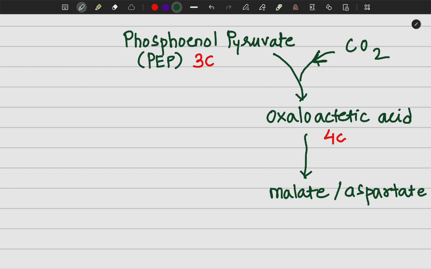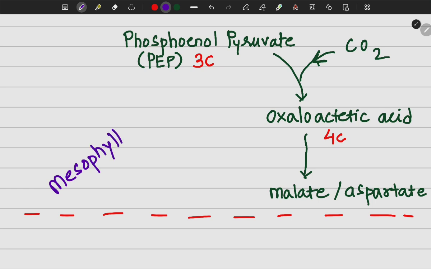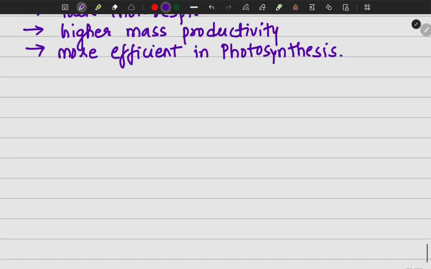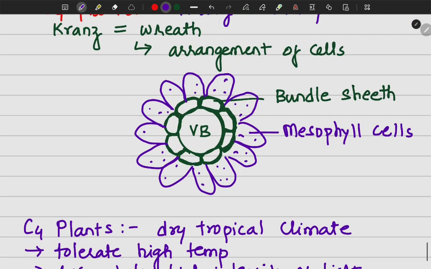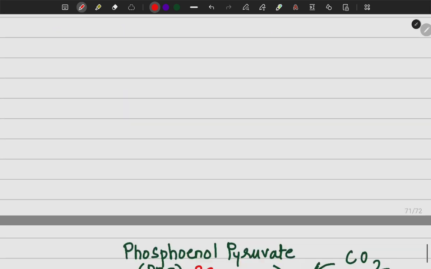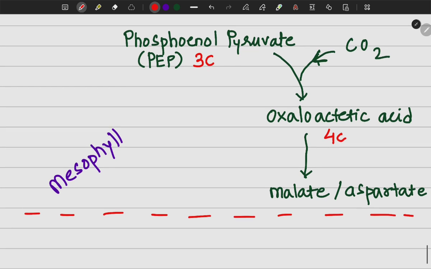So the reaction that we are studying here, till the formation of malate or aspartate, is occurring in the mesophyll cell. So here, in these mesophyll cells which are surrounding the bundle sheath, this reaction is occurring up to the formation of malate or aspartate.